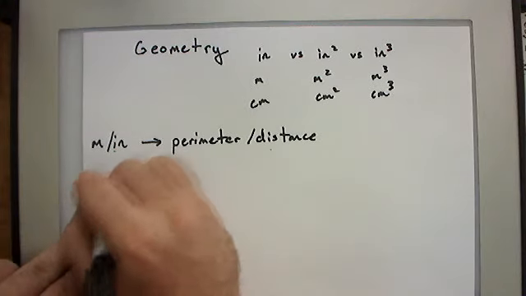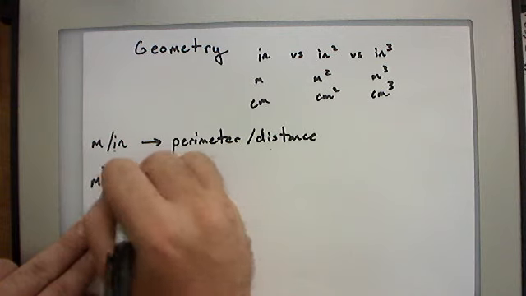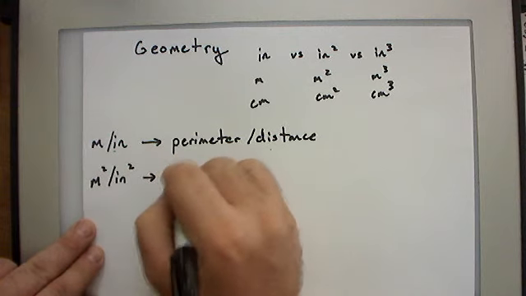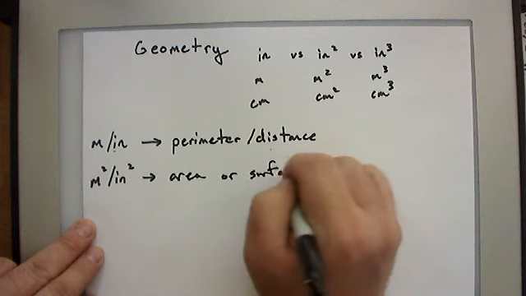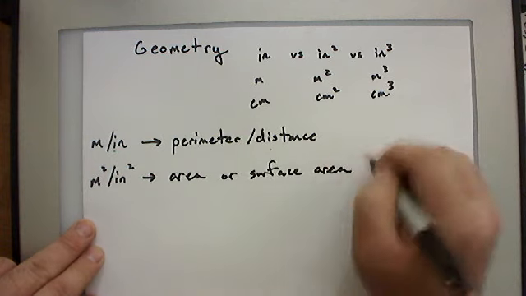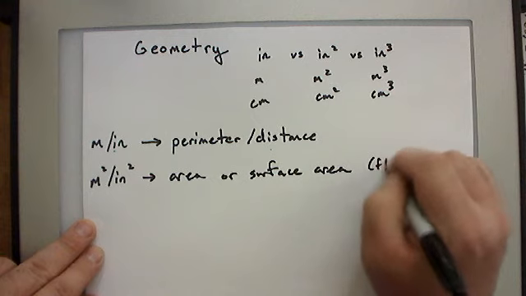You get to the squares, miles squared, inches squared, things like that, when you're doing area or surface area, which is still a form of area. Easiest way to think about area is floor space.